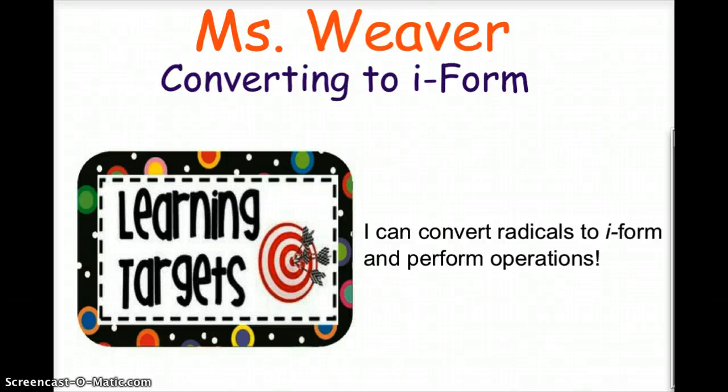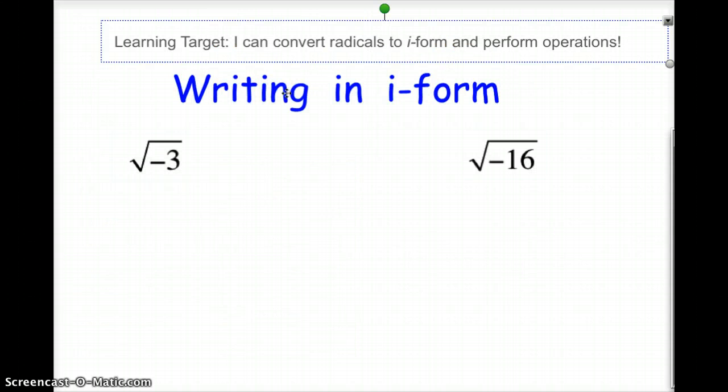Hey, welcome to this lesson video for converting to I form. So we're going to have radicals that have negatives underneath, and we're going to learn how to convert them to their I form, and then add, subtract, multiply, or do whatever with those radicals. So, first off, writing in I form, how do you do that?